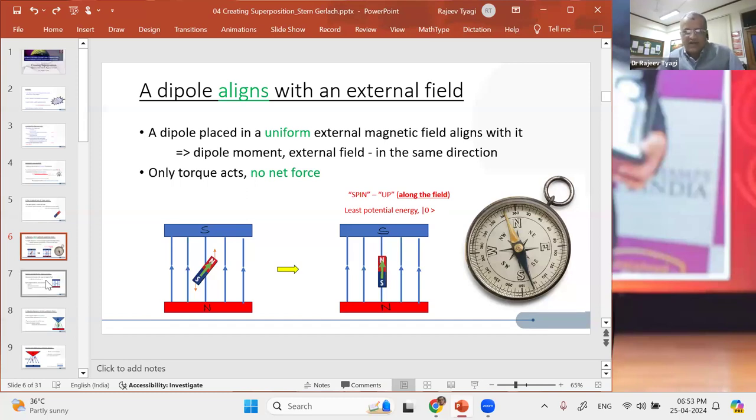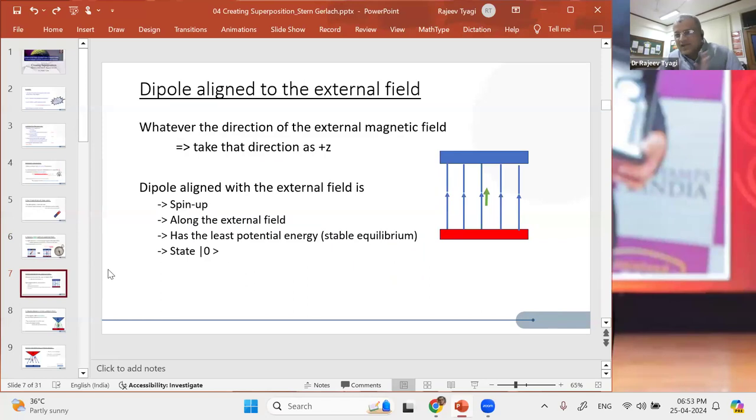Now let's move ahead. If you have understood this, let me summarize this, because this is important and we will need it in the remaining part of the discussion. Dipole aligned to the external field, whatever is the direction of the external magnetic field, take that direction as plus z. And when you say the dipole is aligned with the external field, you will say it is in the spin-up state, which means it is along the external field. It has the least potential energy, and this is what we say is state zero.